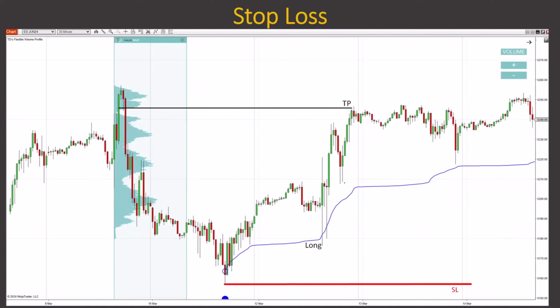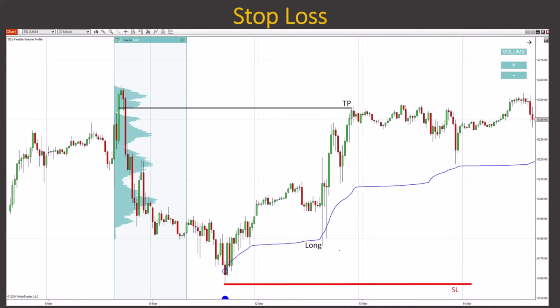Right. Here's the next example. Here is a swing low. VWAP is anchored to that candle of the swing low. Here is the pullback, which means long from there. And if you go long from there, you should place the stop loss below the nearest swing point.